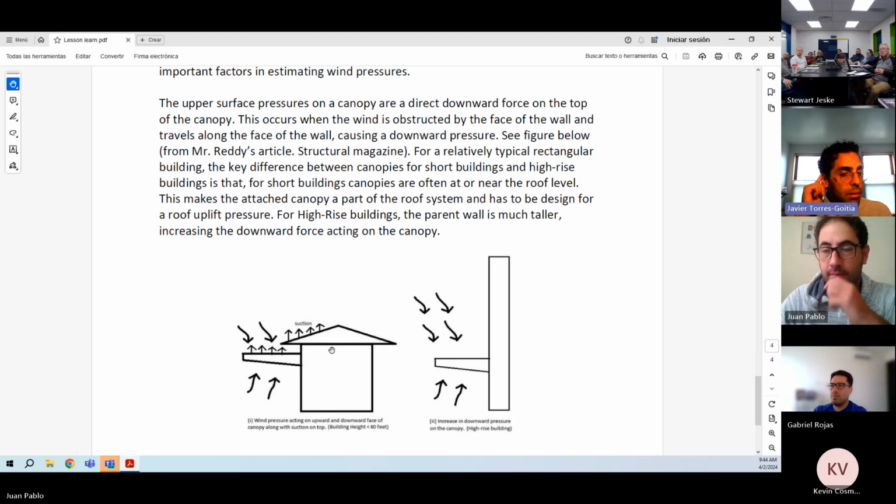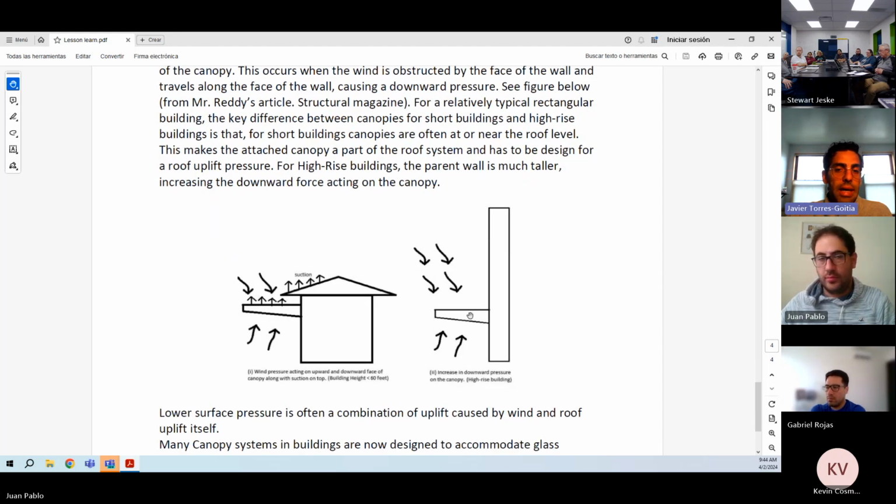But I think what Juan Pablo was explaining was that for shorter buildings, sometimes canopies are closer to the roof, so you have the higher suction action, more similar to a zone 3 or zone 2 on a roof. Whereas on a taller building, like the image on the right, you have a lot more wall that deflects the wind downward. So the downward pressure tends to be higher for tall buildings than for short buildings, because there's not a surface forcing the wind down. Yeah, that kind of makes sense.